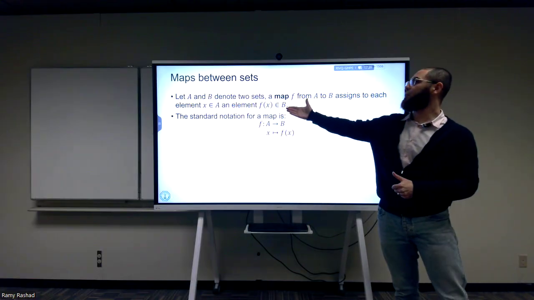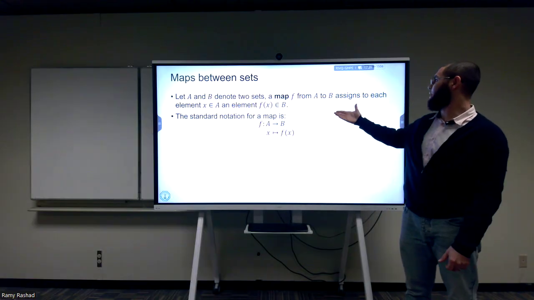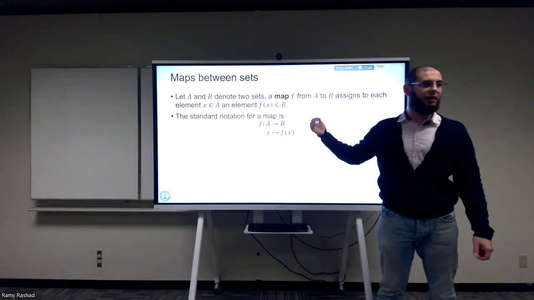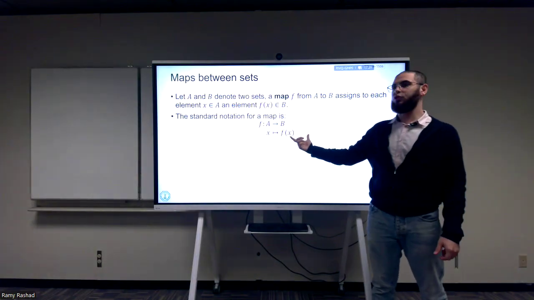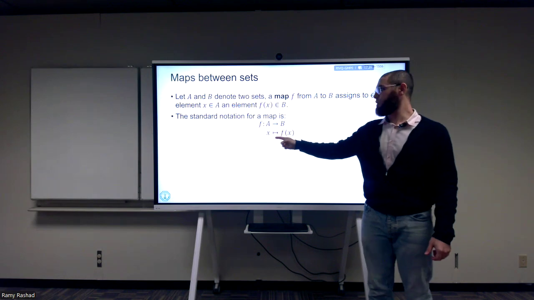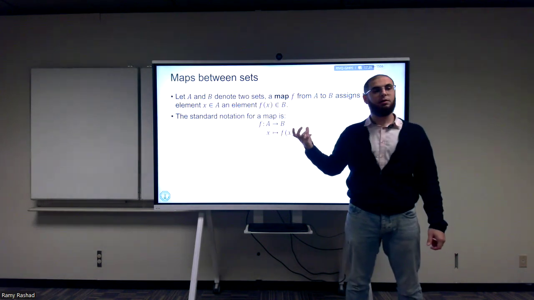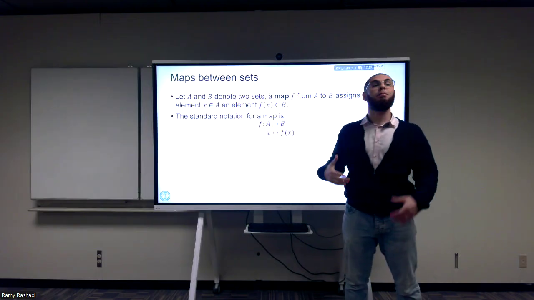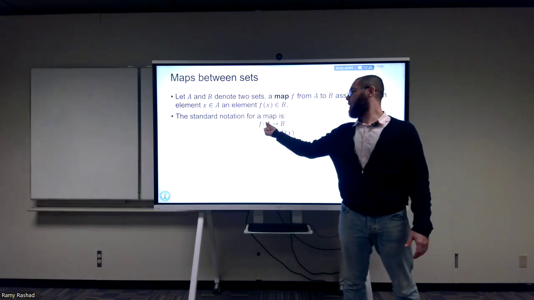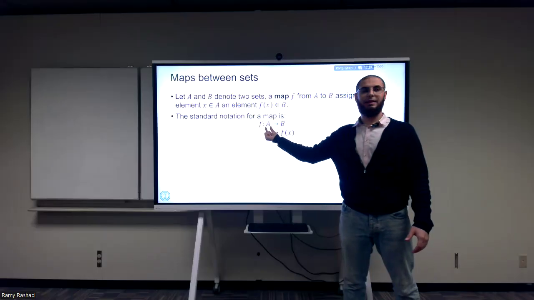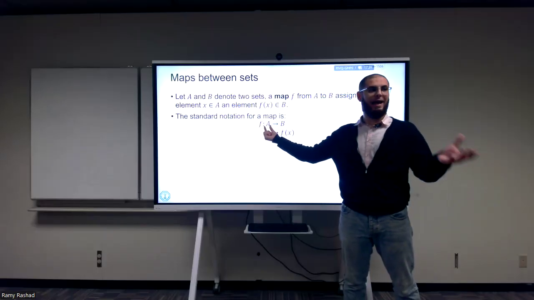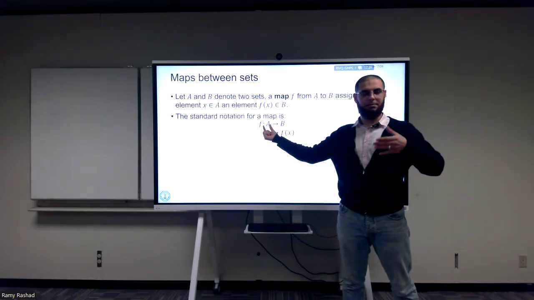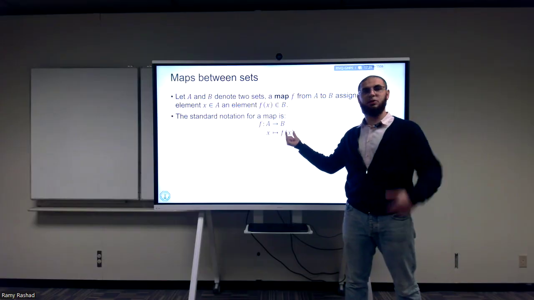So let A and B denote two sets. A map F from A to B will assign to each element X in A an element F of X in B. The standard notation for a map is usually written like this. You write F, which is the name of the map or the name of the function, and you write where it maps from, the set it maps from, to the set it maps to.